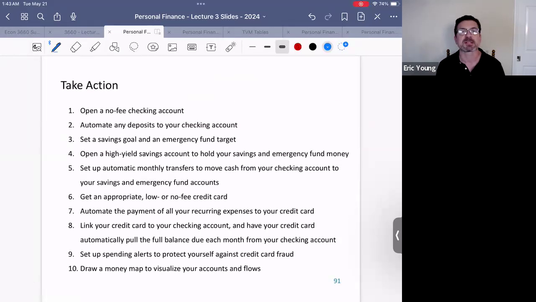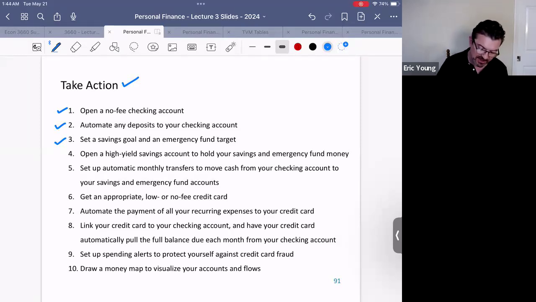So, with all that said, we end every lecture with a call to action. Here are some things that you can commit to in the next couple of weeks to start building up this financial future for yourself. If you don't already have these tools, in the next few weeks, take some action and open a no-fee checking account. Set up automatic deposits for all of your income sources to get automatically put into your checking account. Automate the deposits. Set a savings goal and set an emergency fund target goal. You have to get ready for the rainy day. How much do you need?